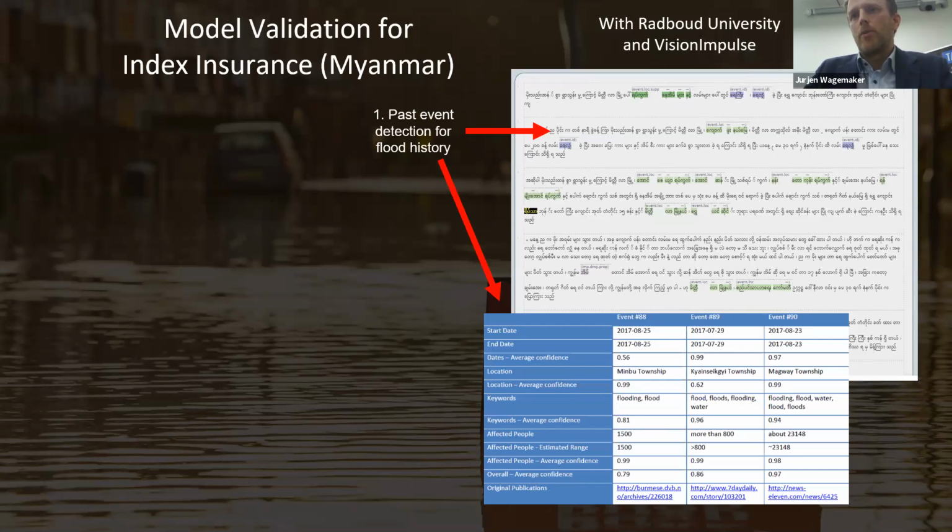And what we do is a process of natural language processing to detect events, and then create a table of these events that have dates, that have location, that have affected people, that have overall damage. That was done. And with this, this serves as an input to validate and improve their model.